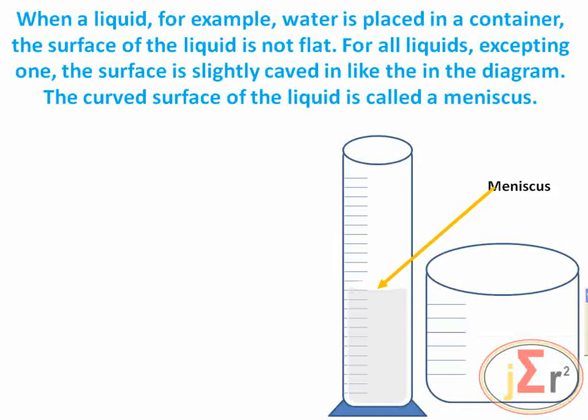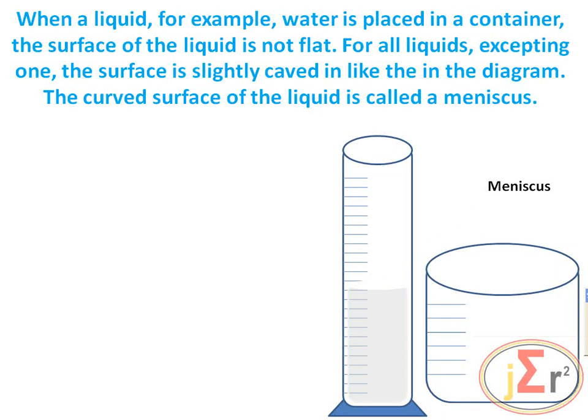When a liquid, for example water, is placed in a container, the surface of the liquid is not flat. For all liquids, excepting one, the surface is slightly caved in, like in the diagram that we have right there. So the curved surface of the liquid is called a meniscus. So notice that the surface of the liquid is kind of curved in like this. The surface of a liquid in a container is not usually flat. It is curved, and it is called a meniscus.